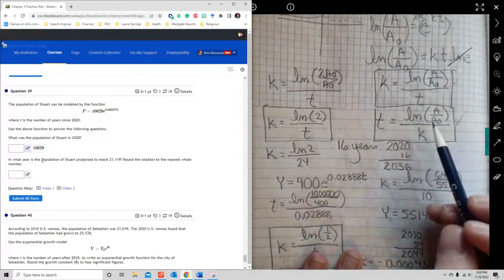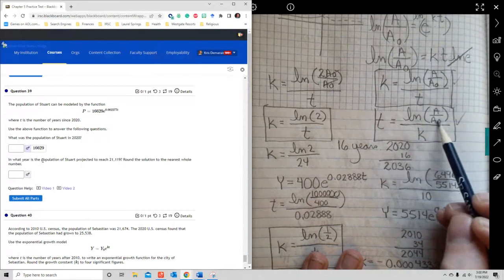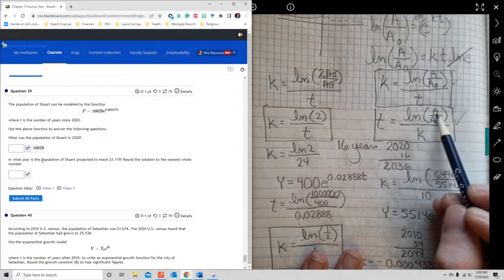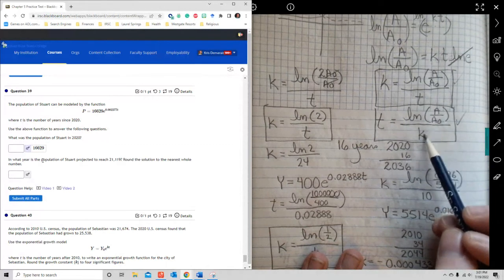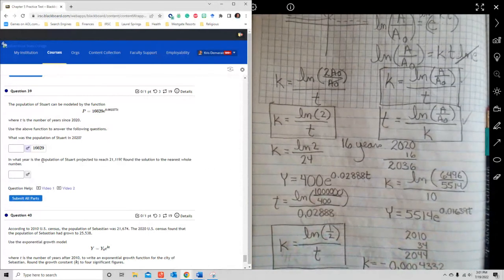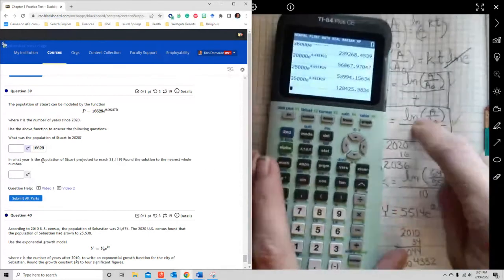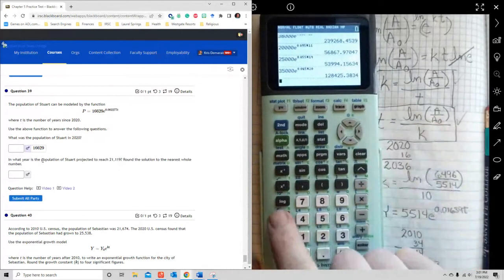Now all we do is put in the initial population of 16,629, put that here, and put in 21,119 for A, and then put in the K value of 0.002277 for K, and that will give us our answer. Without writing a single thing down, because I knew this formula by heart, I would just drop it into my calculator.